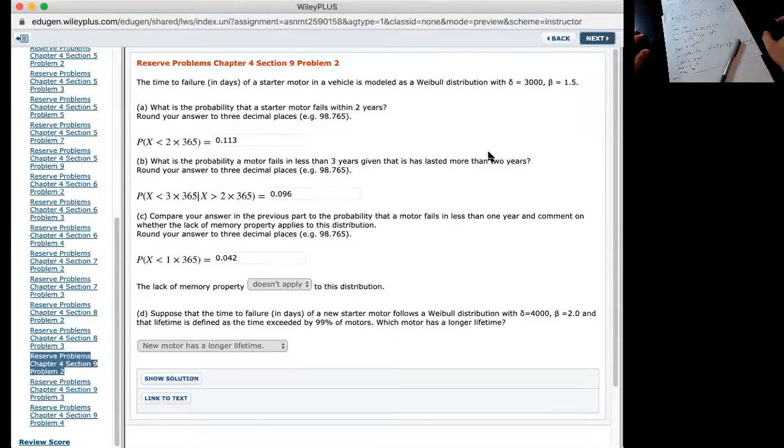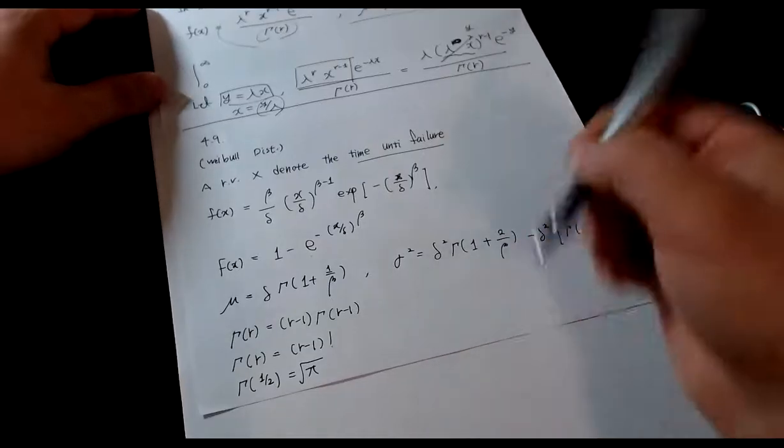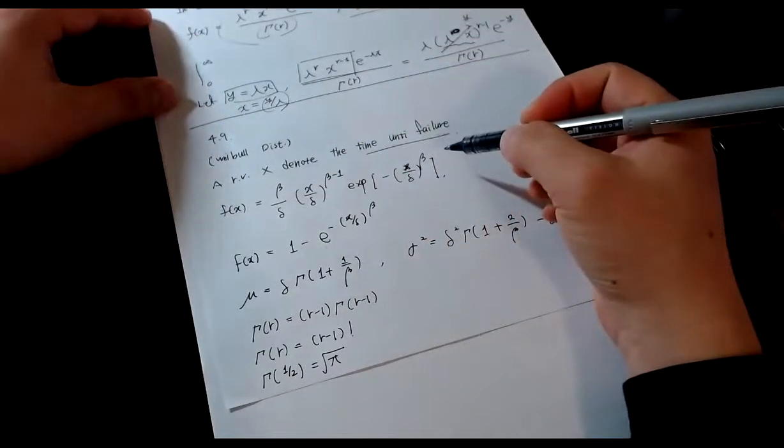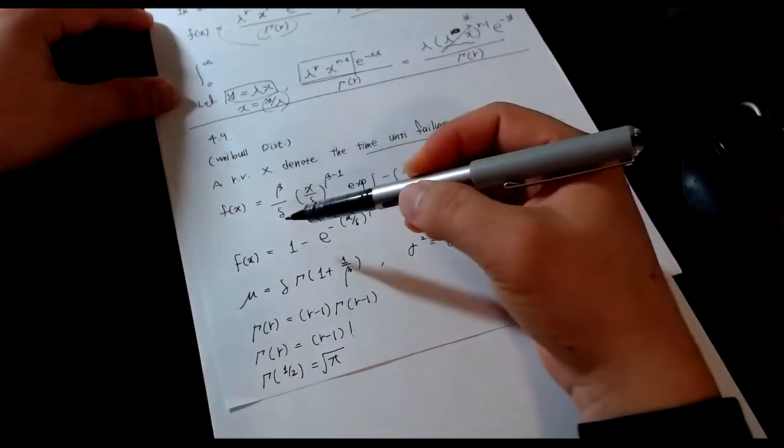So let's see. The time to failure in days of a starter motor in a vehicle is modeled as a Weibull distribution, with delta 3,000 and beta 1.5. All right, so what's the Weibull distribution? The random variable x denotes the time until failure, and then the PDF is like this.